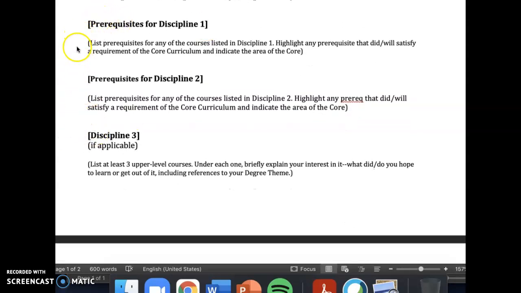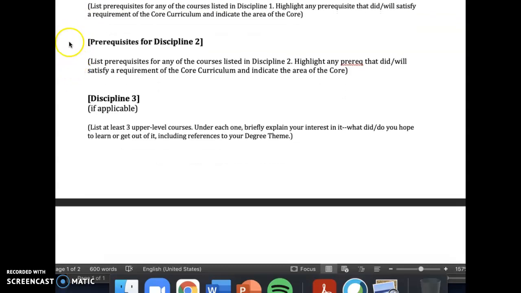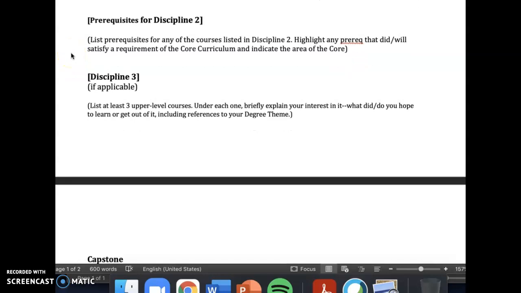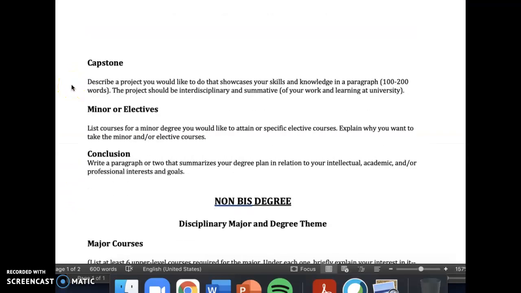Then what you're going to do is you're going to say to yourself, well, what if I have to take something else before I take these classes? What are the prerequisites? This is the kind of research a lot of students should be doing, but sometimes they don't. What's great about the BIS is that you're going to be doing that. So look at the prerequisites and you see those listed wherever the classes are listed. You look at the prerequisites for discipline number 2, you write those down too. And this way you'll have it all handy. If there's a third discipline, then you can list that as well.